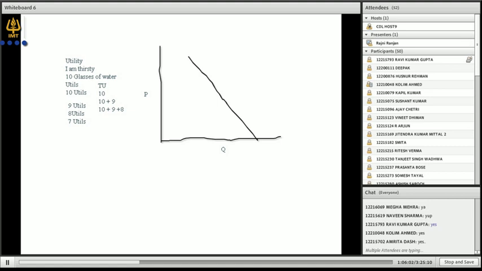So this is the total utility concept. Marginal utility is how much satisfaction every unit of glass is giving. Total utility is just a cumulative effect: when I consume 1 glass, I have 10 utils, when I consume 2 glasses, 19 utils, and when I consume 3 glasses, 27 utils. So total utility and marginal utility are two different concepts used in economics. Is it clear, everybody?